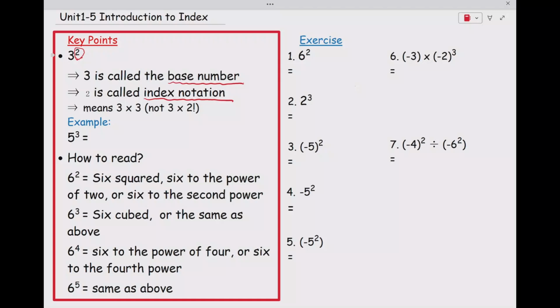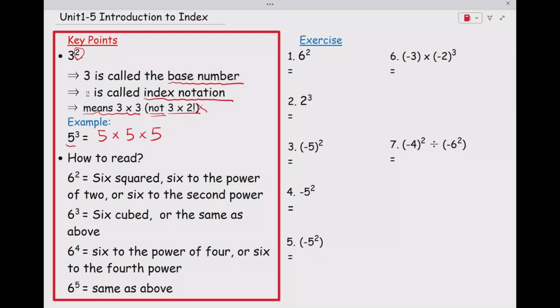So, for example, 3 and 2. This means 3 times 3. It's not 3 times 2. Lots of people get mixed up with 3 times 2, but it's wrong. It is 3 times 3. For example, if you see 5 and 3, it means 5 times 5 times 5, not 5 times 3. So be careful.